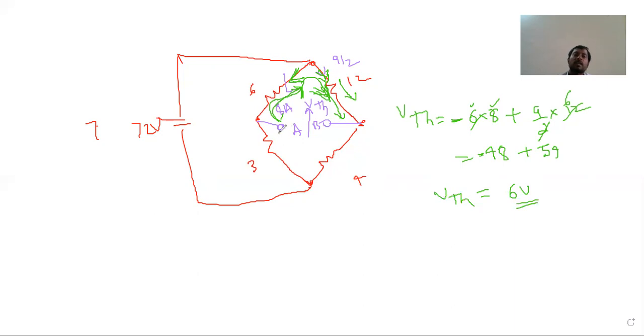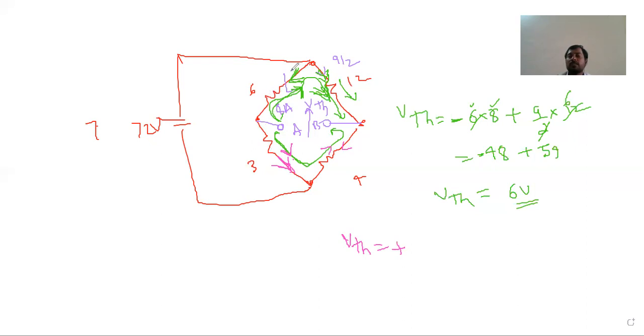Now there are two paths available, so let us find VThevenin in the other direction. Look at this one. This is the path direction, and this is the current flow direction. So VThevenin in the second path: the current direction is in this direction, and our assumed direction is also in this direction. So both are the same, so we should take it as positive.